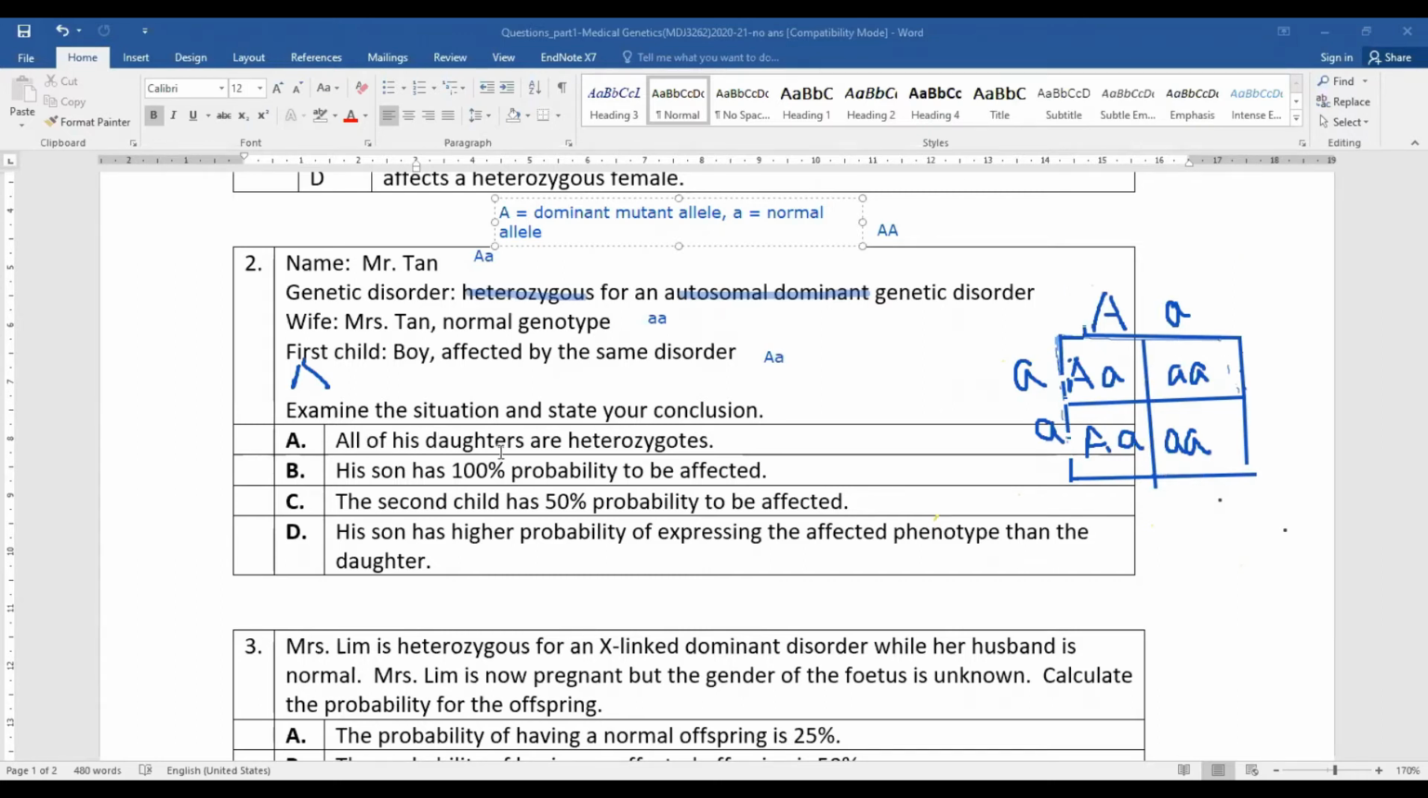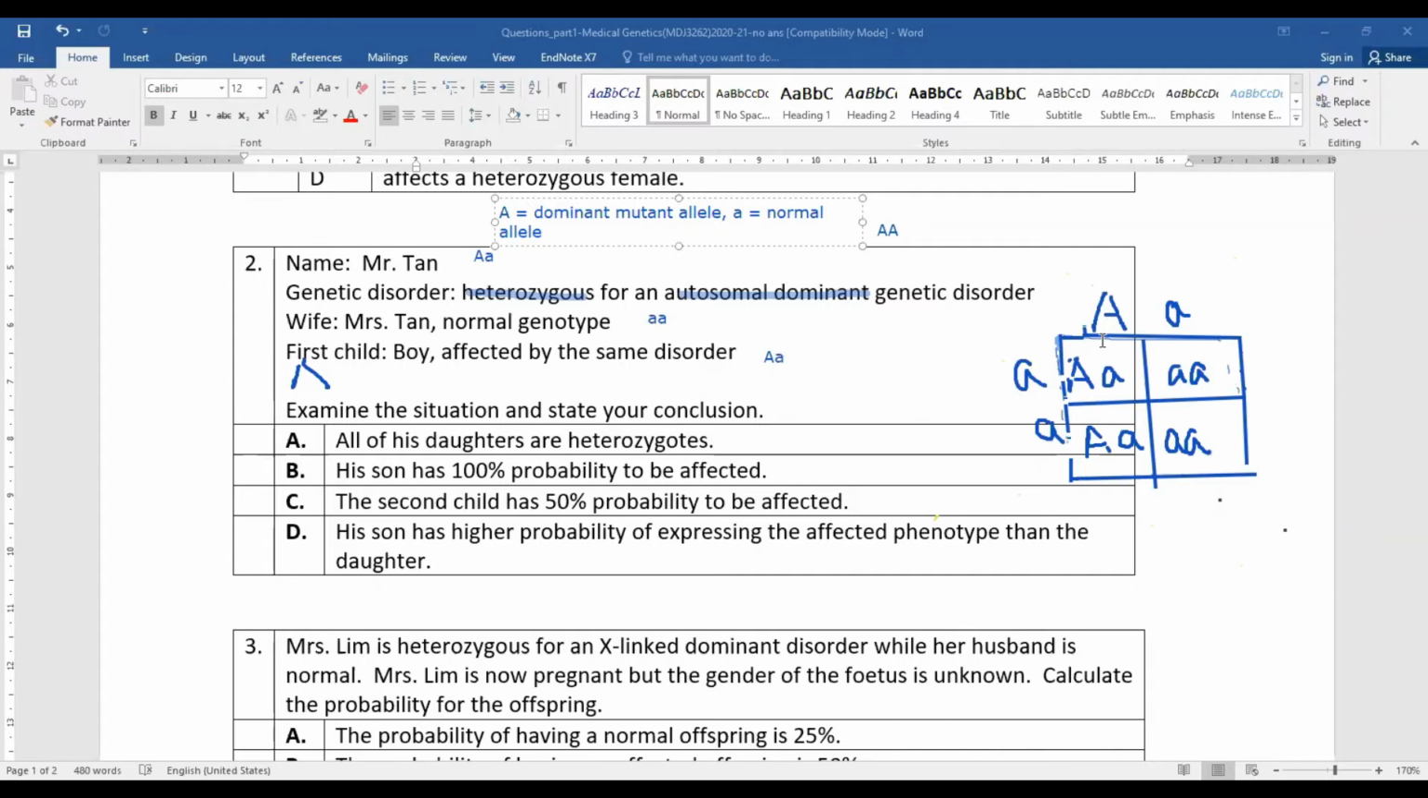So here it says all of his daughters are heterozygous. Well, this is an autosomal disorder, so the daughters could be either heterozygous or homozygous. So this one cannot be the answer. His son has 100% probability to be affected. Well, if you look at the Punnett square, no, he has 50% chance to be affected. It says the second child has 50% probability to be affected. The first child is affected. For the second boy, you go back to the same Punnett square, and it will be the same probability.